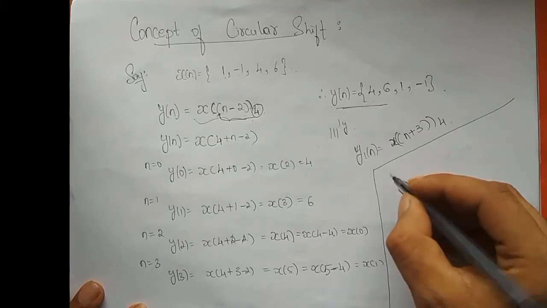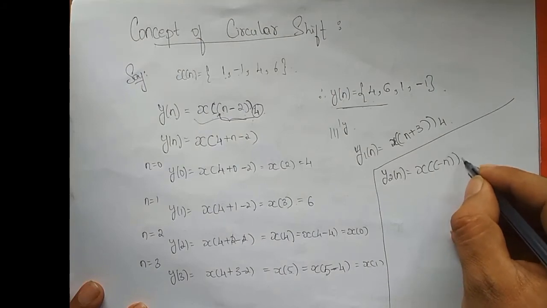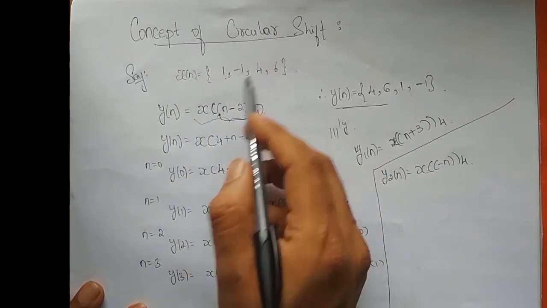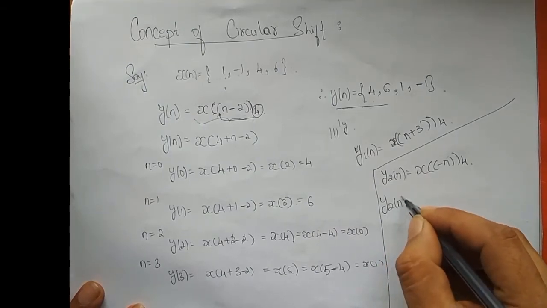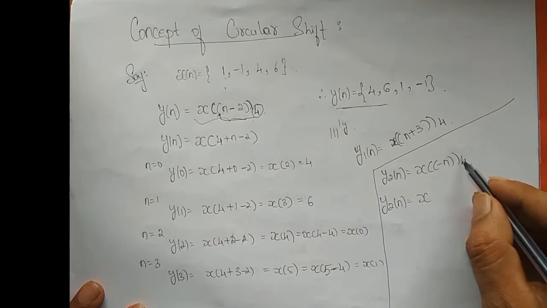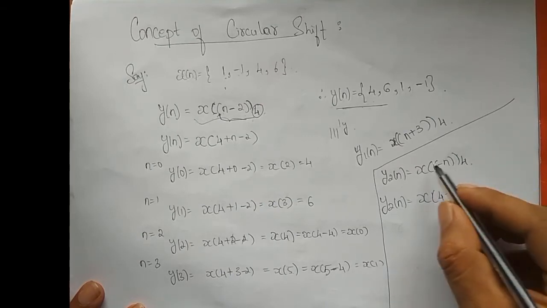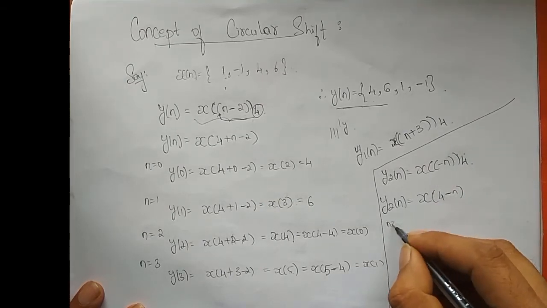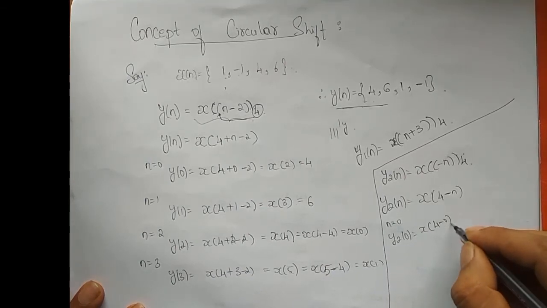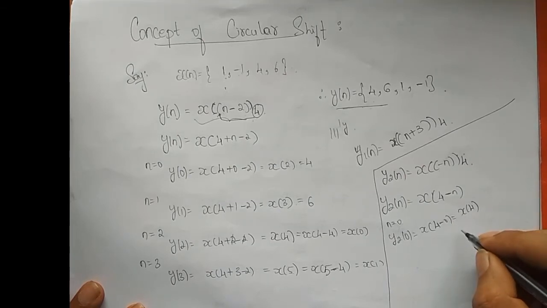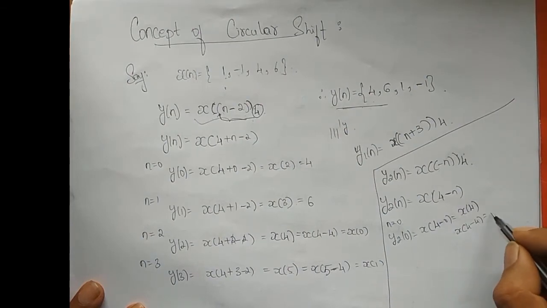Let me give you one more example. I want, say, y2 of n is equal to x of minus n mod 4. Say x of n is this sequence. I want y2 of n, which is x of minus n mod 4. So how do we get it? y2 of n is equal to x of, how do I write it equivalently? I have to put this 4 at the beginning, 4 minus n, and I have to remove one outer bracket, right? Now n equal to 0, what is y2 of 0? x of 4 minus 0, which is equal to x of 4. And I don't have x of 4, so what should I do? I have to subtract 4 from it. This becomes equal to x of 0.